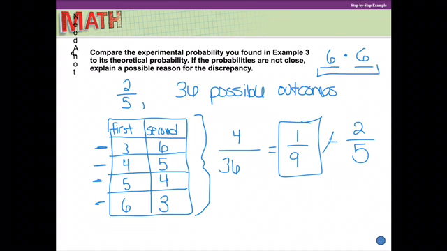So one possible explanation for this discrepancy can be that there weren't enough trials, because, as I said before, the more trials that you do, the closer your experimental probability is going to get to your theoretical probability.